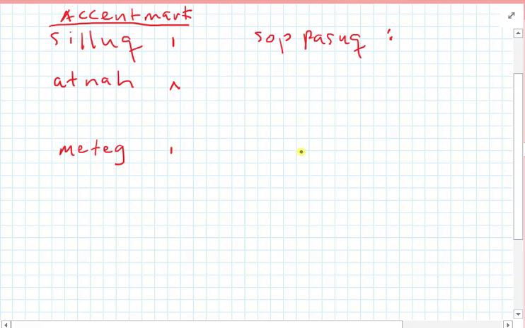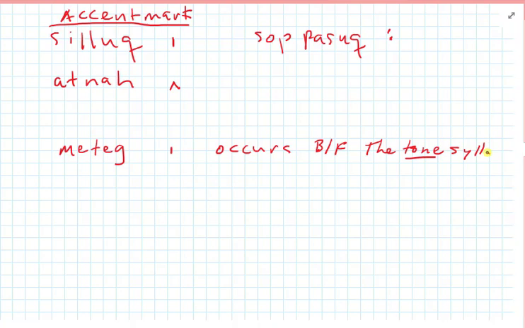What does the methag do? Well, here's something very important. It occurs before the tone. Okay? You've got to remember that. It occurs before the tone syllable. And what the methag is telling you is to not hurry over the vowel that has the methag in order to get to the tone syllable.